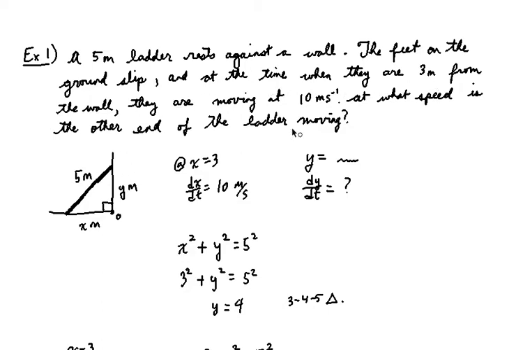And at the time when the feet of the ladder are 3 meters from the wall, so when this x value is 3 meters away from the wall, they are moving at 10 meters per second. So we're given how fast this bottom point is moving away from the wall when x is 3. Then we're asked to find at what speed the other end of the ladder is moving. So how fast is this point moving down?